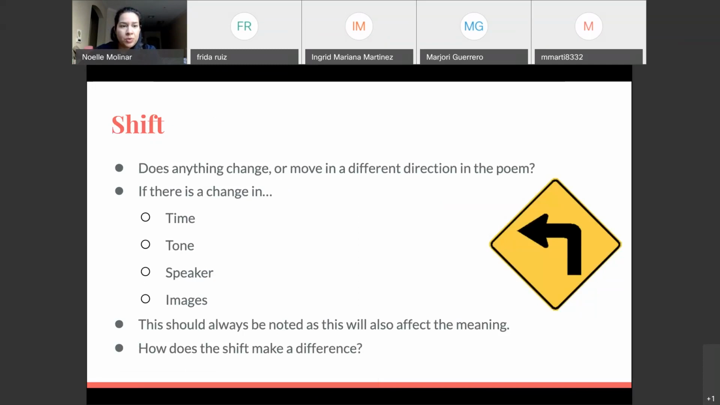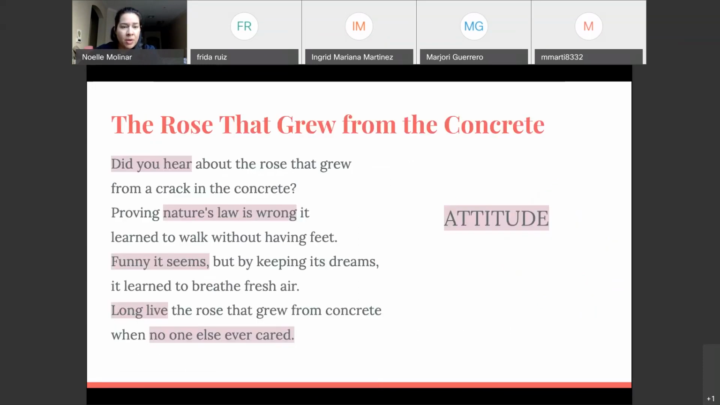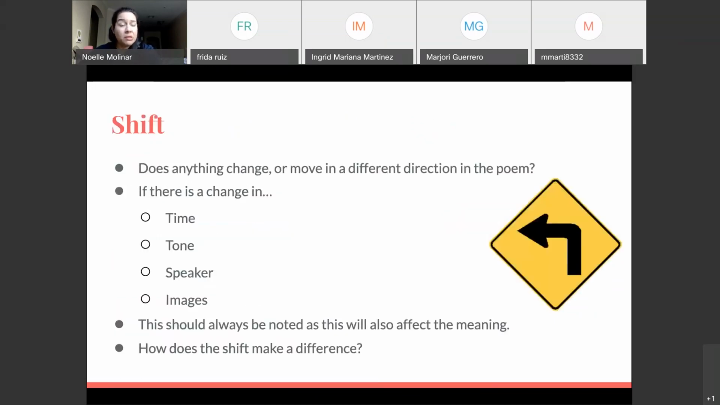The tone, so we had the attitude. We went from law is wrong, and then it's funny, and then we have, oh, long live. So that's a little bit different of a tone. If a person is speaking in the poem, maybe there's a new person who is speaking. And images, if we have the idea of something very happy and bright, and then it changes to something dark, that could be it. Or the opposite, something very dark, and it goes to something very bright. And again, it will affect the meaning.